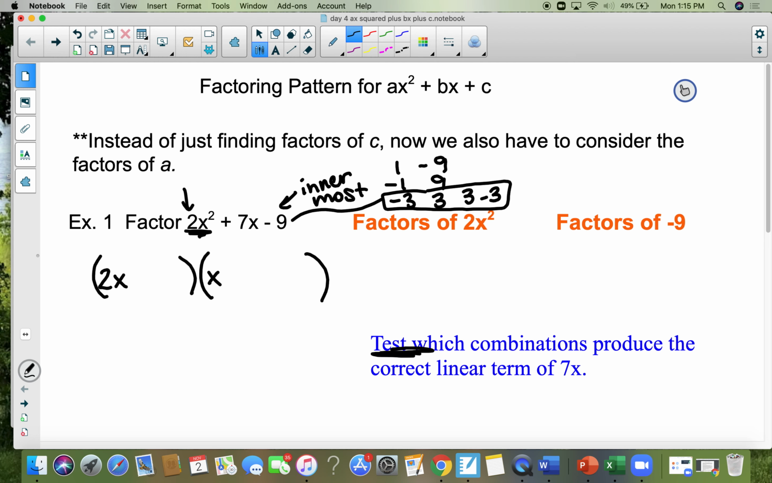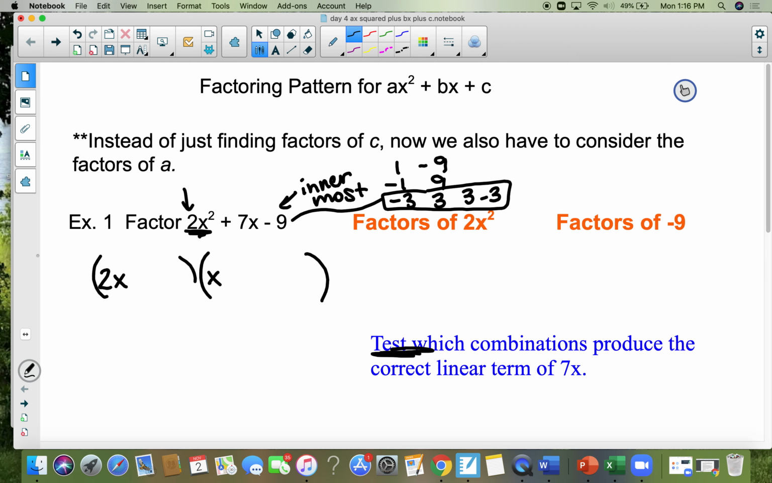And I'm going to work with a 3 and a negative 3 just to see. And now you have to check with your OI. This makes 6x on the outside. Take away 3x gives us a positive 3x. So the 3's are not working. So I'm going to switch it.